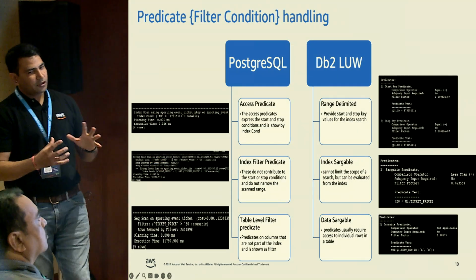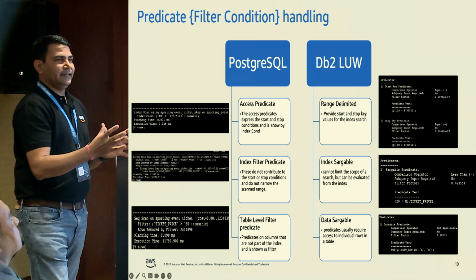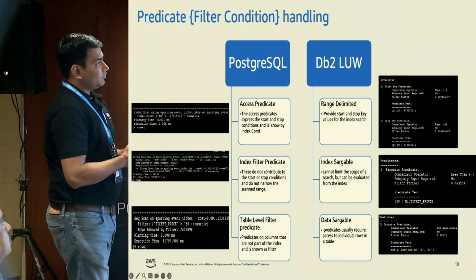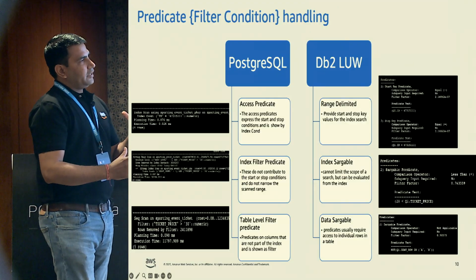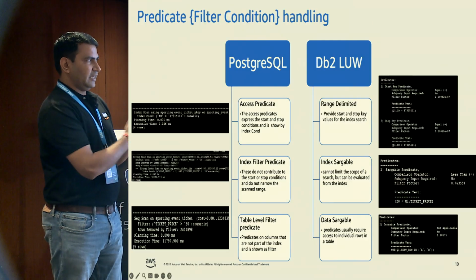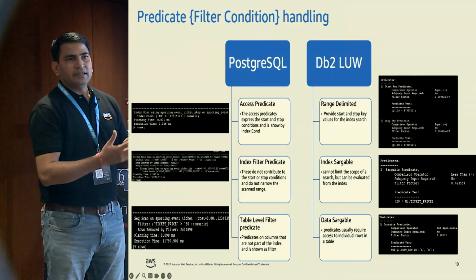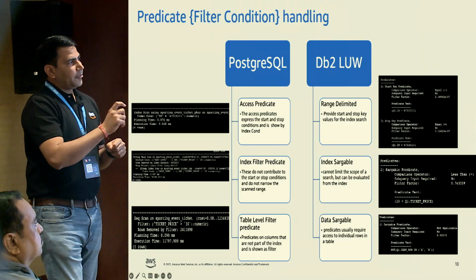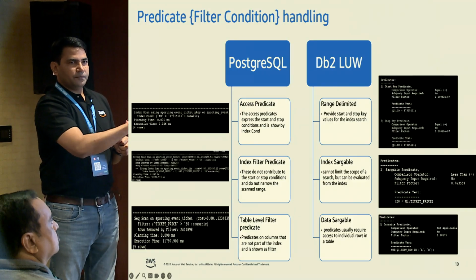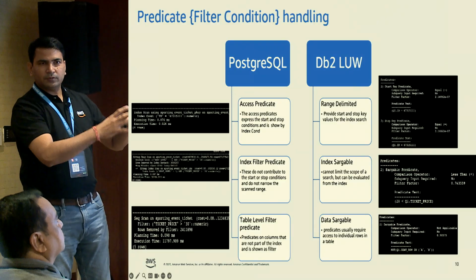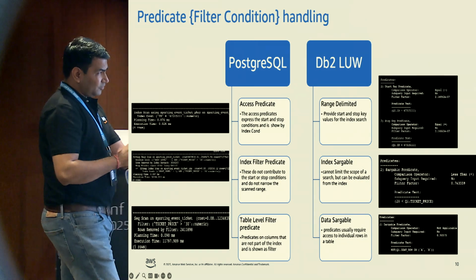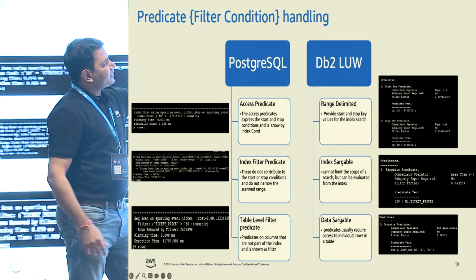Next, I want to talk a little bit about predicate handling, right? I hope we all understand predicates, right? Okay. So in DB2 LUW and Postgres, both worlds, I have divided it into three major categories. One is range delimited, then index sargable and data sargable, right? So I just want to know, do you know theoretically what these three are? If you don't, I will spend a little bit of time explaining them also. Do you want me to take some time and explain them? Okay. So first, right? What is range delimited?